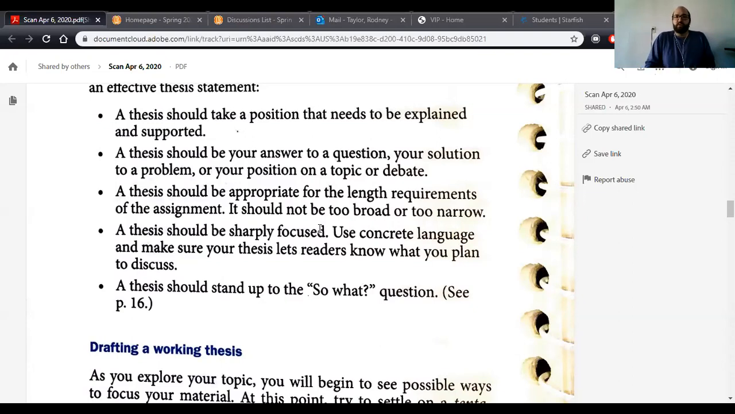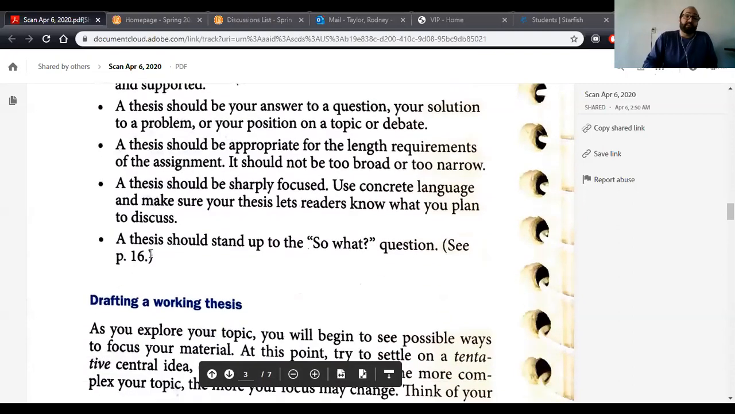And more often than not, when you write your paper, you usually end up tailoring your thesis after the fact. So a lot of times you come up with a working thesis statement, but it's always good to give yourself a roadmap. So with that being said, a thesis should be sharply focused. Use concrete language and make sure your thesis lets readers know what you plan to discuss.